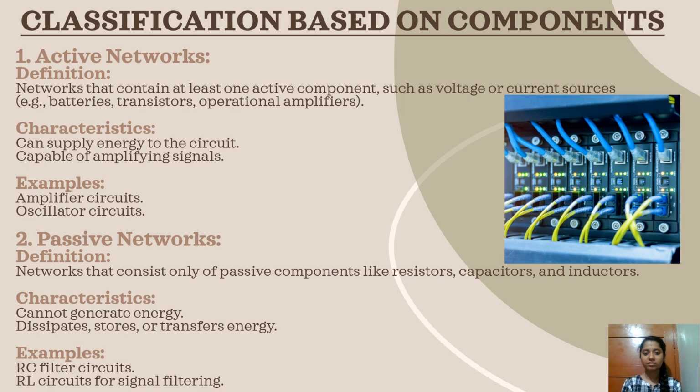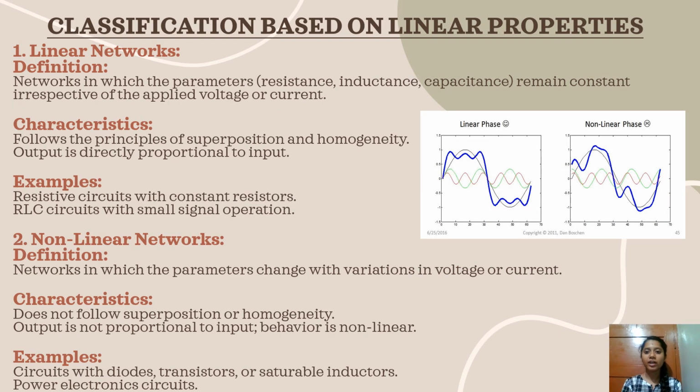Moving on, for the classification based on linear properties. So there are two types again in this, that is linear networks and non-linear networks. Linear networks are the networks in which the parameters, that is resistance, inductance, capacitance, remain constant irrespective of the applied voltage or current. The characteristics are: it follows the principles of superposition and homogeneity. The output is directly proportional to input. Examples are resistive circuits with constant resistors and RLC circuits with small signal operation.